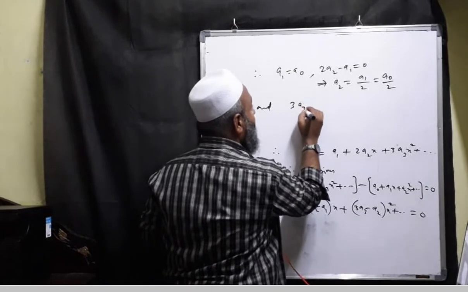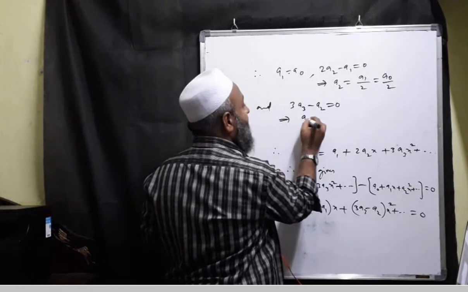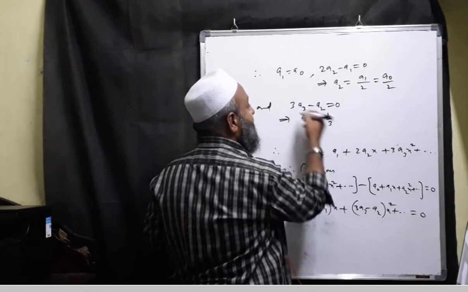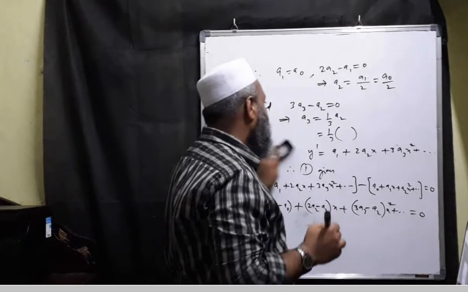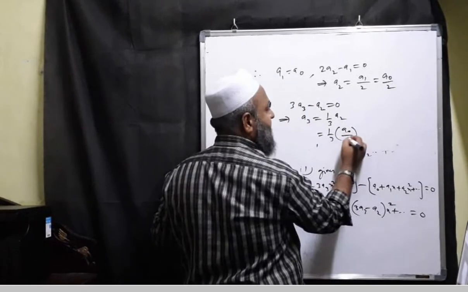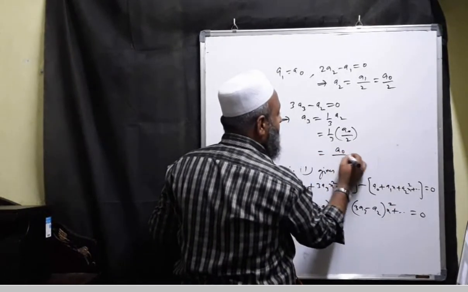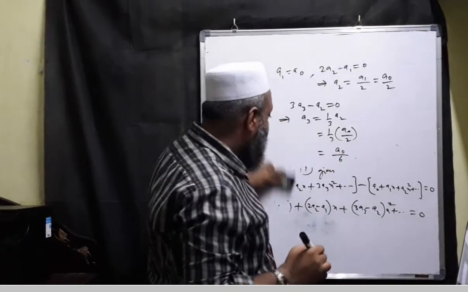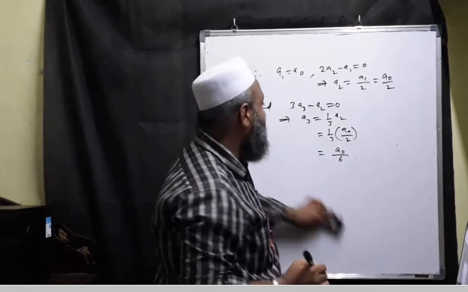And from 3a3 minus a2 equal to 0 implies a3 is 1 by 3 times a2. a2 is nothing but a0 by 2, and hence it is nothing but a0 by 6. If I continue in this way, I'll be getting the values of a4, a5, a6.